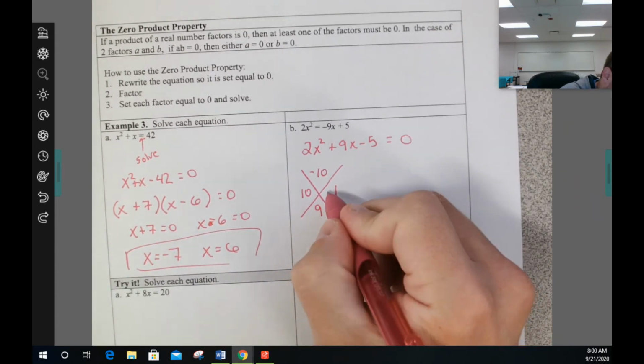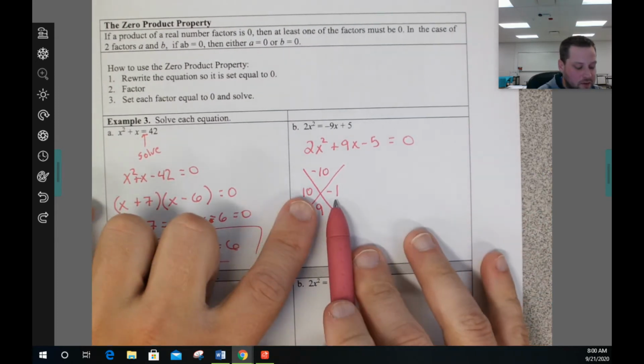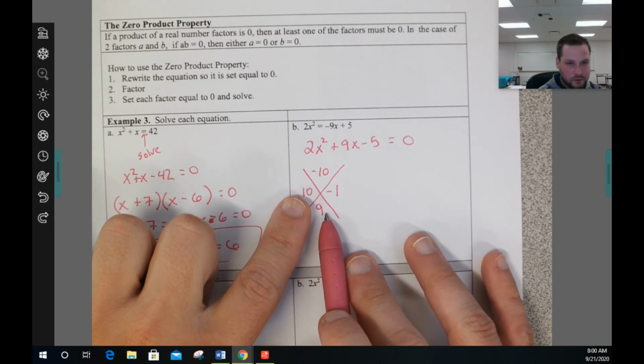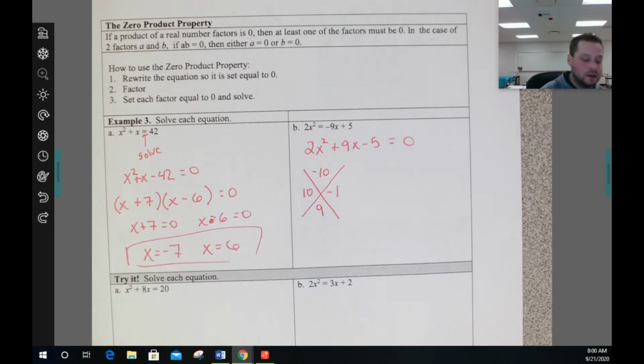And then the 1 has to be negative. Okay, so 10 times negative 1 is negative 10. 10 plus negative 1 is a positive 9. Okay, so we did the x right. From here, list it all out.